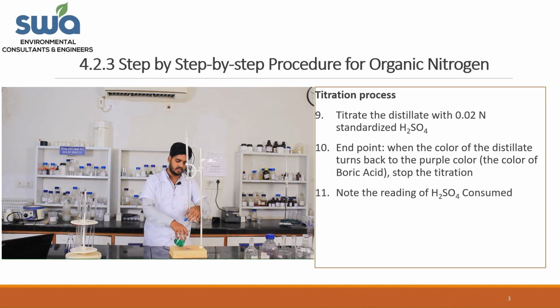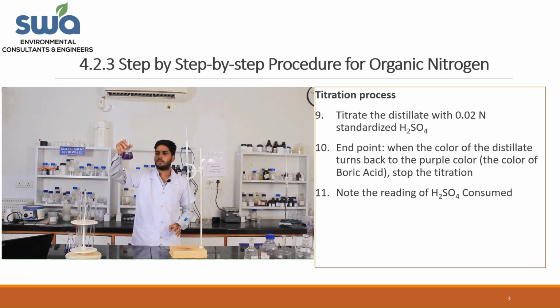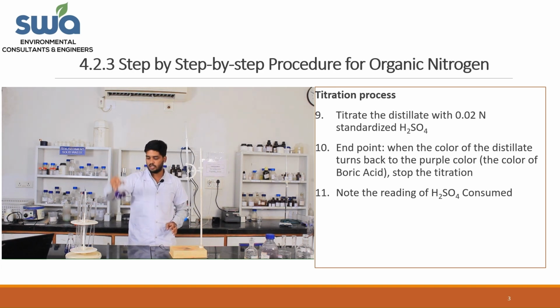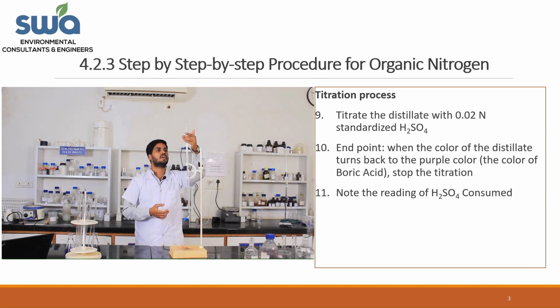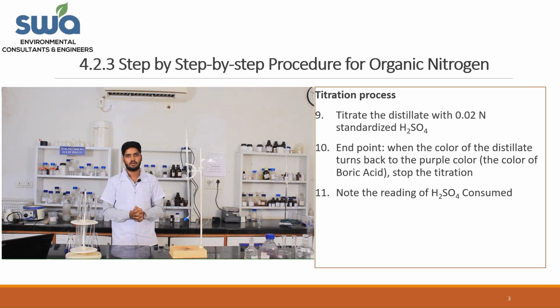So let's titrate this sample. So you can see the purple color has appeared, and this is the end point of the titration. So the reading is 4.1 ml. Note the reading and let's move to the calculation part.